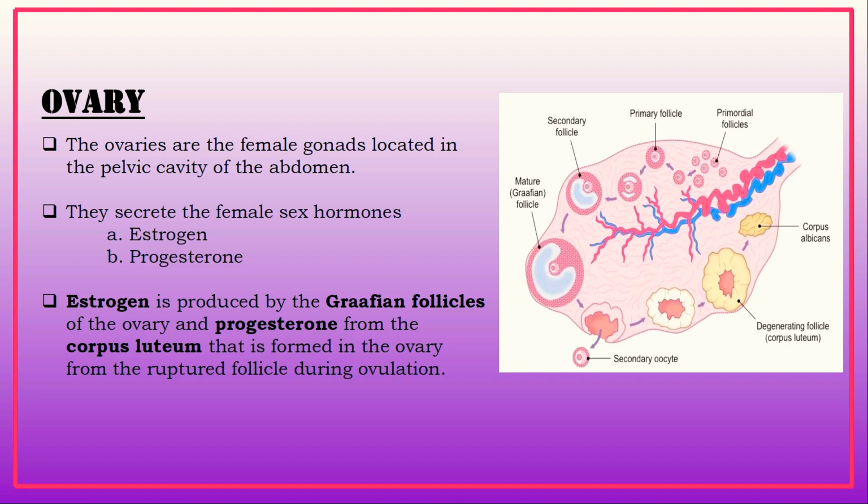Now ovaries. Ovaries are the female gonads located in the pelvic cavity of the female abdomen, and they secrete the female hormones called estrogen and progesterone. Estrogen is produced by the mature Graafian follicle. After ovulation, the Graafian follicle will become the corpus luteum to produce progesterone. The corpus luteum is formed after ovulation by the rupturing of the mature follicle. After leaving the ovum, it becomes a corpus luteum, and this corpus luteum will produce the progesterone.